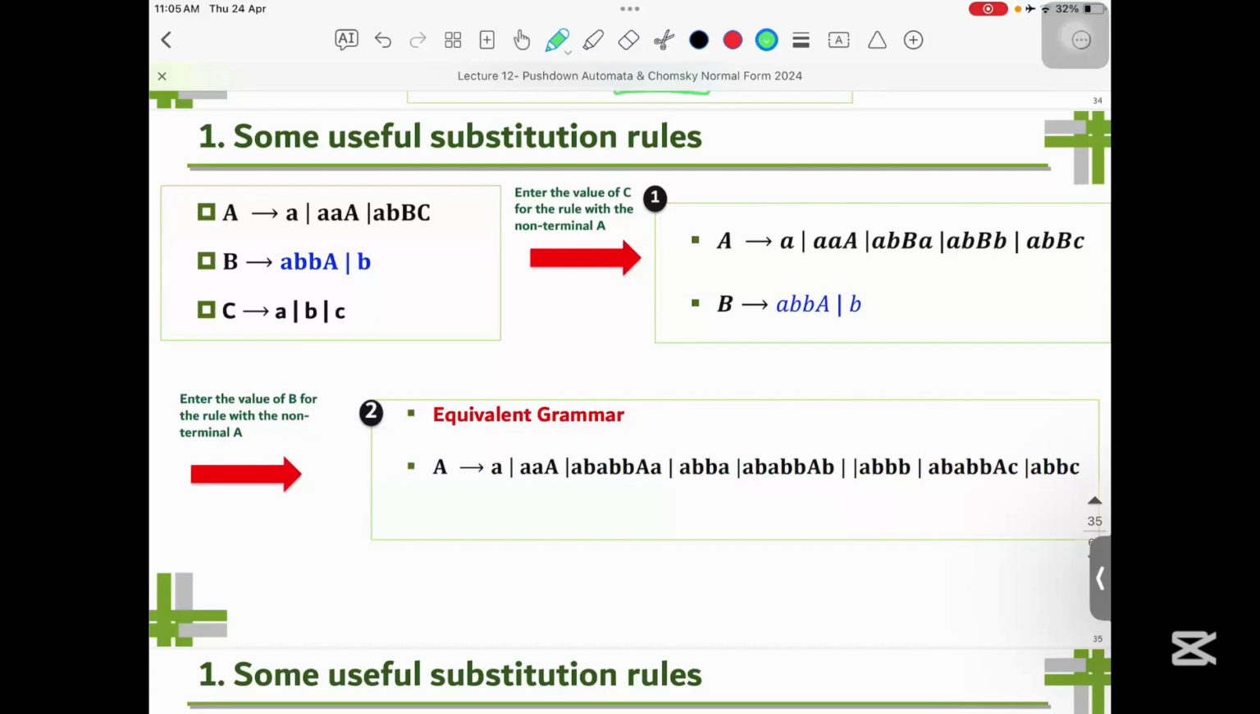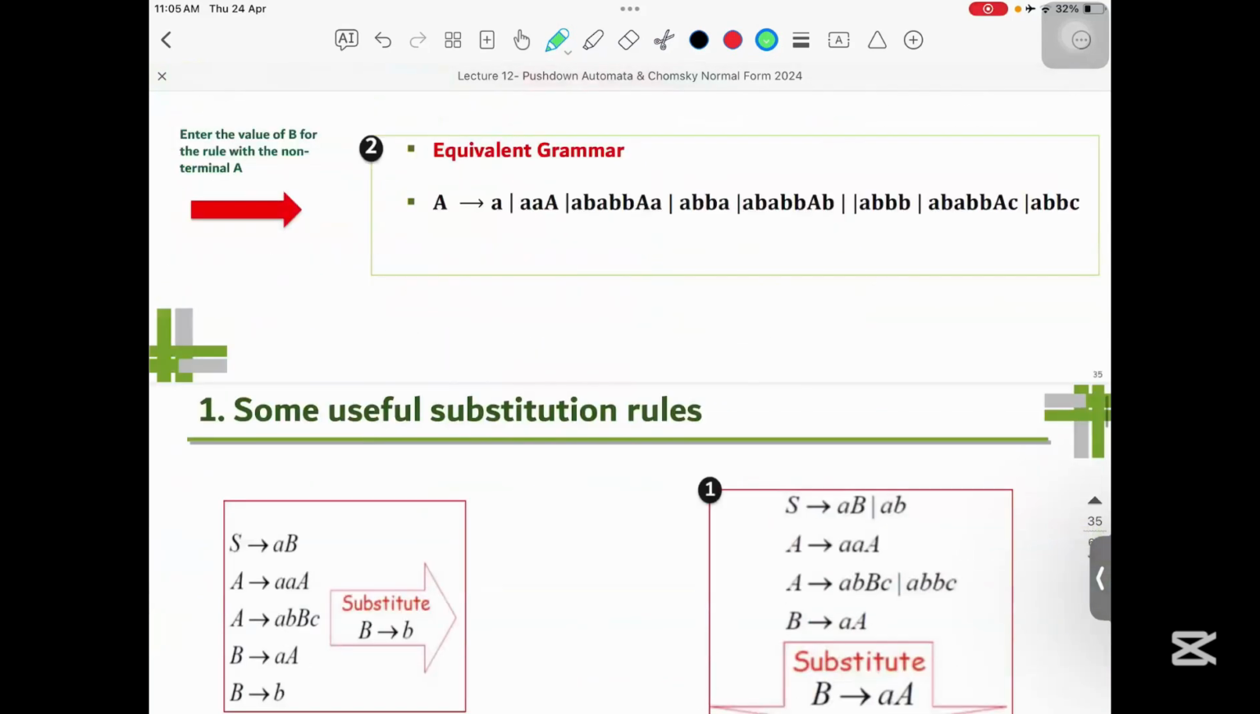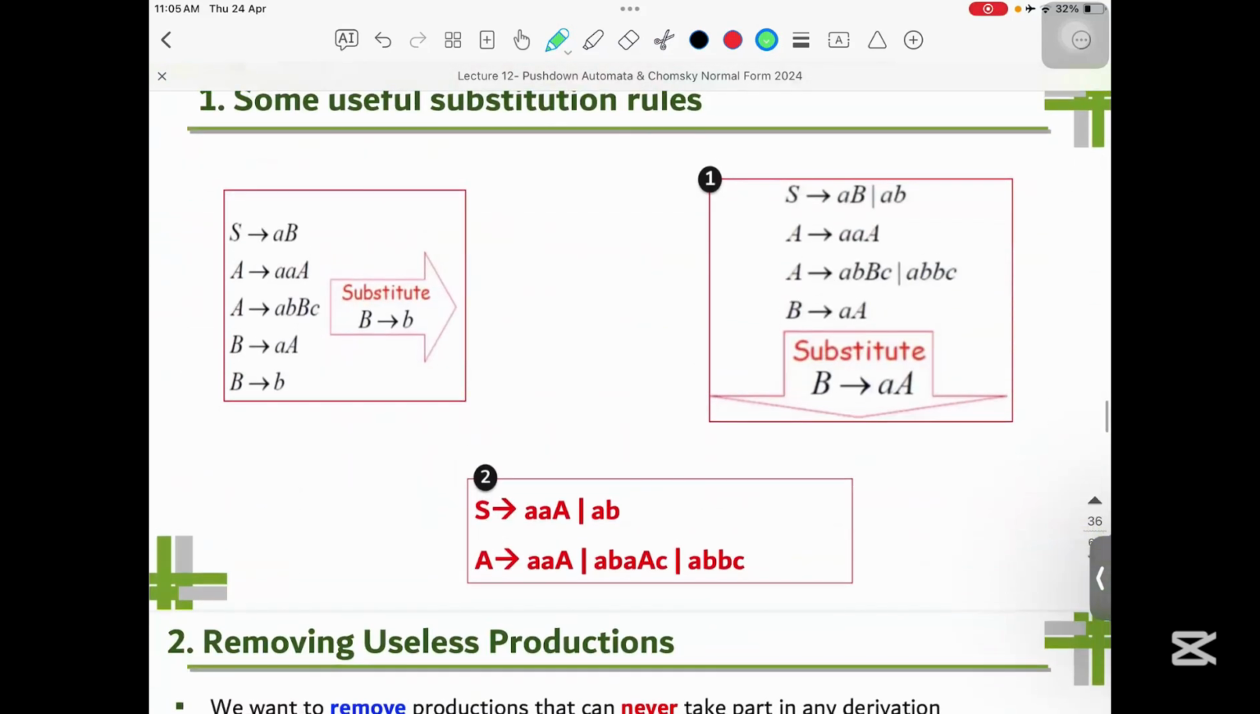First of all, you can see we have two things. We have B as well as C. Let's first substitute the value of C in here and then substitute the value of B in this equation. It is easy. You can solve it by yourself. It's just a simple substitution. Same is the case here.